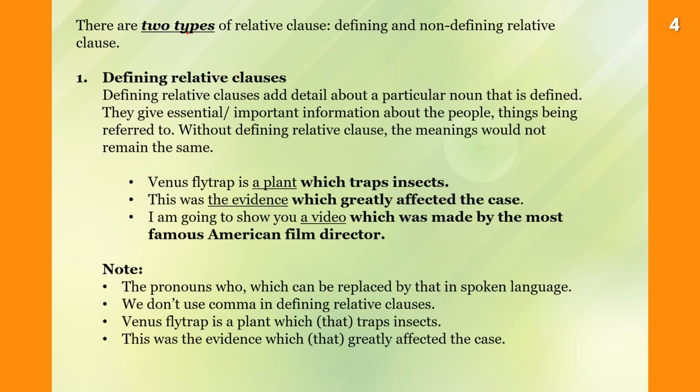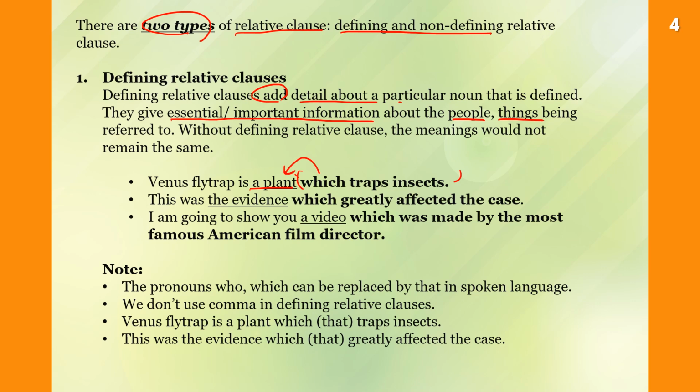There are two types of relative clause, defining and non-defining relative clause. Defining relative clause adds detail about a particular noun that is defined. They give essential important information about the people, things being referred to. Without defining relative clause, the meanings would not remain the same. Venus flytrap is a plant, and then which traps insects. So this is defining a plant.